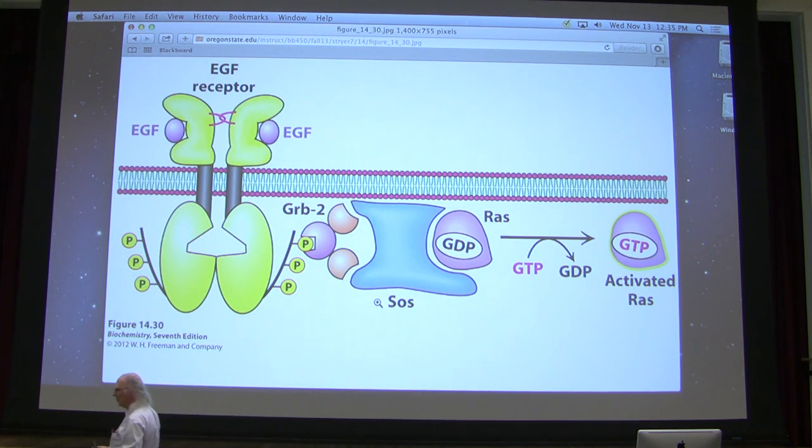RAS is an example of a protein that we call an oncogene. Okay? Specifically, it's a proto-oncogene. A proto-oncogene is an unmutated form of a protein that plays an important role in controlling cells. Yes, this is a definition. That's what a proto-oncogene is.